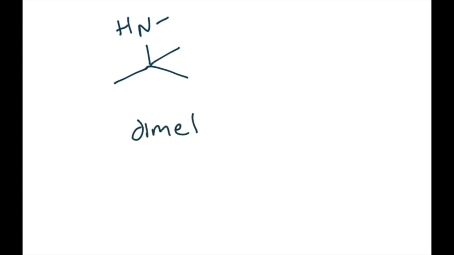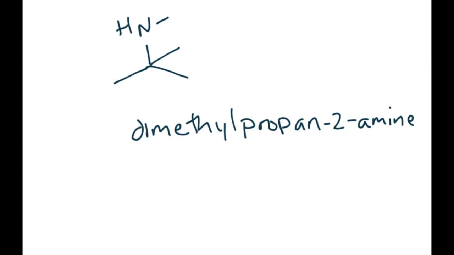The other thing I wanted to show you, we'll do a simple one, is if you have the N and then the group on the nitrogen and a group on the main chain are the same substituent. So this is dimethylpropane-2-amine, right? The N comes first when you're listing the numbers, right? So it's N,2-dimethylpropanamine.